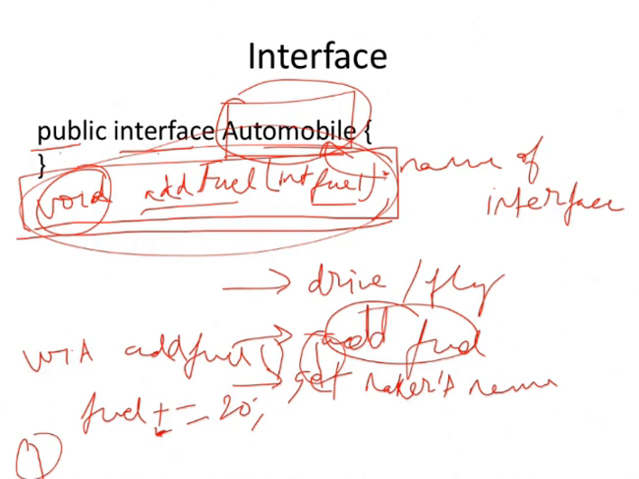So a flying car can implement the add fuel functionality in a different way, a car can implement the add fuel functionality in a different way, and similarly the bike can implement this functionality in a different manner. But what we have really done with the interface is that we have defined the structure, that this add fuel method will take as input some fuel and will return nothing. Let's consider some other functionalities for our automobile class. Sorry, interface.